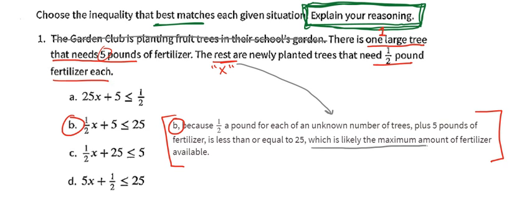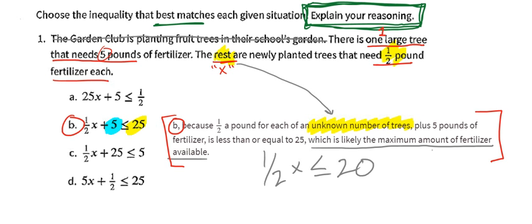So if we think about this in the real world, they're planting trees, they've got some fertilizer, they know their big tree needs 5, and they only have 25 pounds of fertilizer in total. So all the rest of however many trees they can plant that each take half a pound have to use the remaining amount of fertilizer. I guess that would mean they'd have 20. Well, half of each has to be less than 20 pounds, because after you take the 5 from the one tree, you only have 20 pounds left.